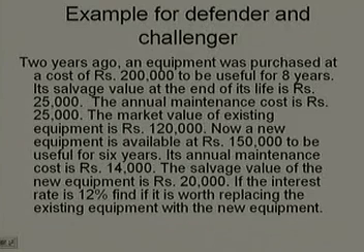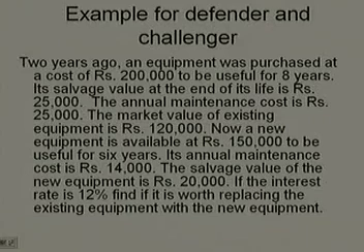So, this problem is very similar to the previous problem that we solved just now. Here again you have information for Challenger as well as for Defender. Defender equipment you purchased for 200,000 2 years ago. Now, it is useful for another 6 years, and at the end of its life you can sell it at 25,000. If you are operating this equipment, your annual cost is 25,000 again, and the market value of this existing equipment is rupees 120,000.